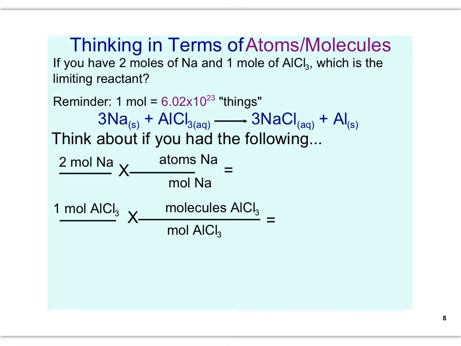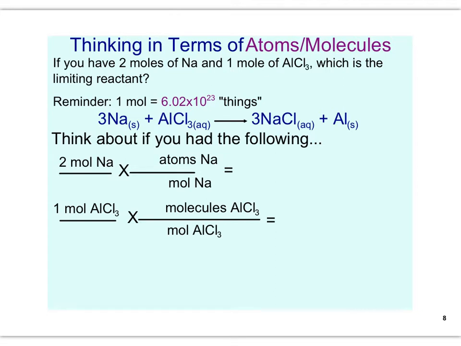All right, so thinking in terms of atoms and molecules, if you have 2 moles of sodium and 1 mole of aluminum chloride, so going back a question, which is the limiting reactant? And just a reminder, 1 mole is just equal to 6.022 times 10 to the 23rd of just anything. Again, it could be bowling balls, unicorns, hamsters, it doesn't matter. A lot of times when we talk about this, we could have atoms of sodium or molecules of aluminum chloride.